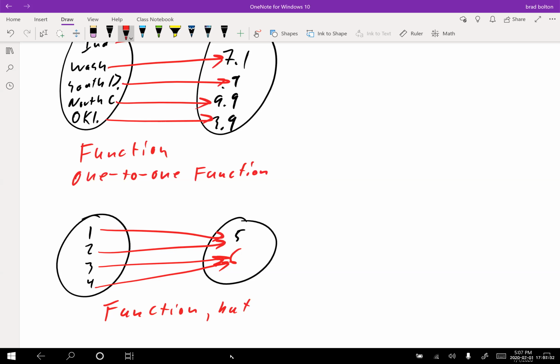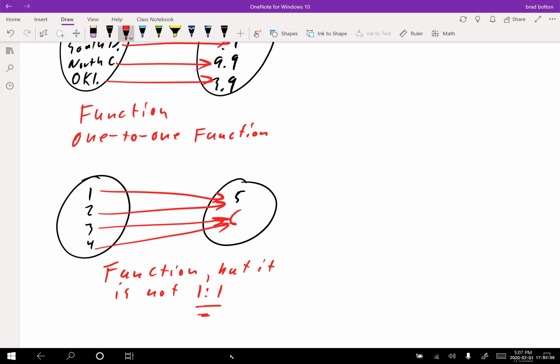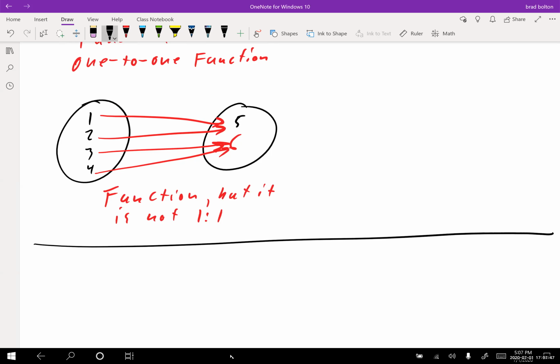But it is not one-to-one. This is how I'll write one-to-one in general. It's just easier to write it this way, okay? So it is not a one-to-one function. So we're really concerned with one-to-one functions in this particular section, okay?